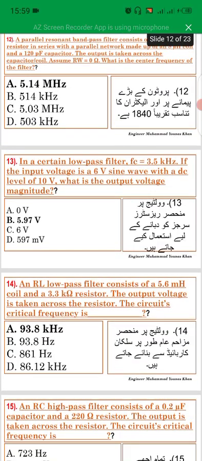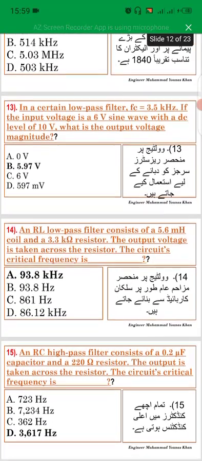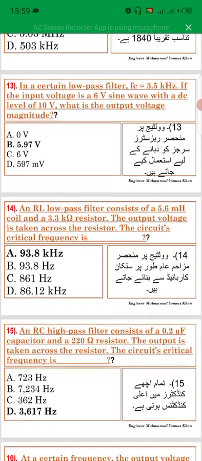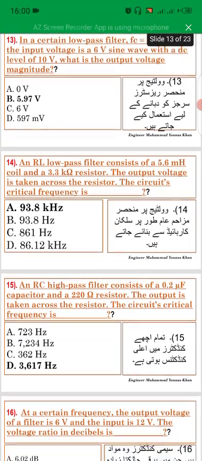5.14 MHz. In a certain low pass filter, Fc is equal to 3.5 kHz. If the input voltage is a 6 volt sine wave with a DC level of 10 volt, what is the output voltage magnitude? 5.97 volt.